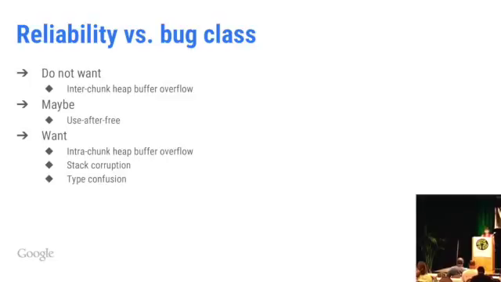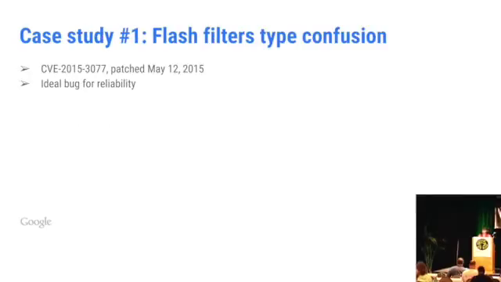So we're going to go through two different bugs here. I'm going to start with a type confusion bug, and then Chris is going to present on a heap overflow bug. So the bug I exploited is CVE 2015-3077, which is a type confusion issue in Flash. I reported this one in February, and it was patched in May. And this, I think, is kind of an ideal bug for reliability.